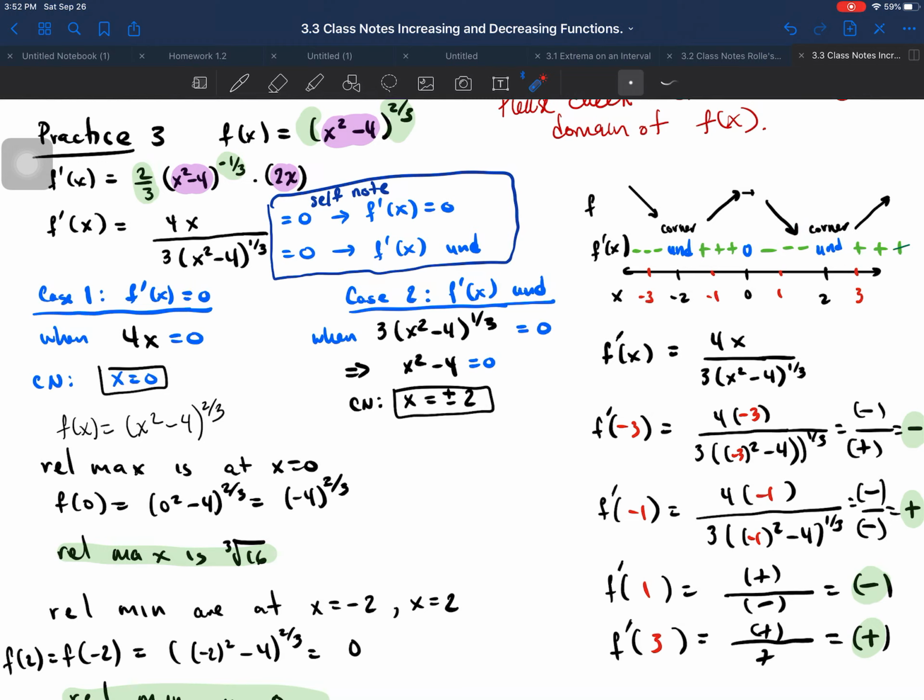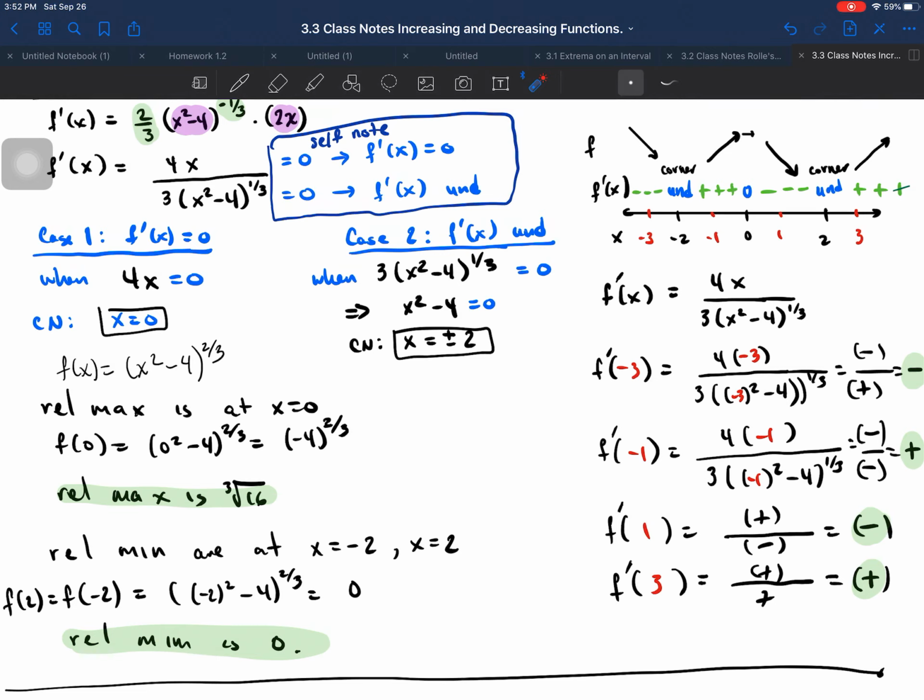So for the first one, I'm going to find my relative max. What we're going to do is take x equals 0, because that's the relative max, and plug it into the original function, right? Because remember that the actual value of the extrema is the value of the function. So plugging in 0 for x gives us -4 to the 2/3, which is the cube root of 16, right? Because you're going to square -4 and then take the cube root. So that gives you the relative max.